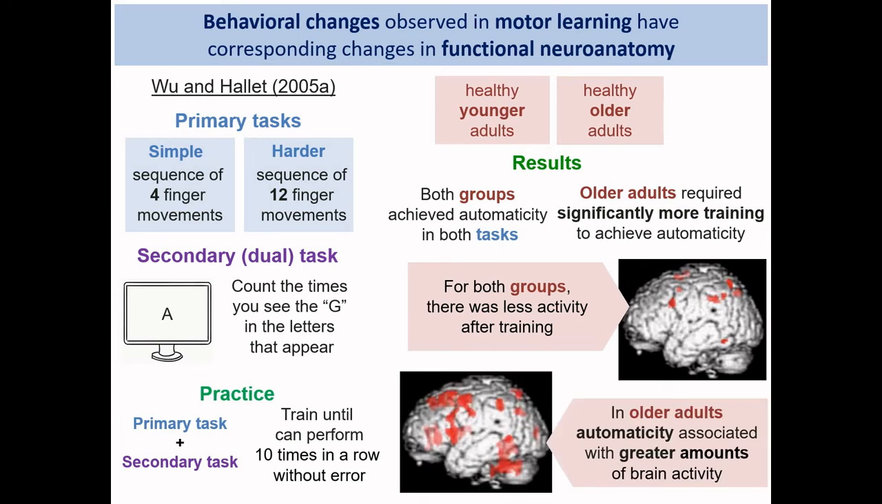In the image here, the areas in red show some of the regions that were found to be more activated in older subjects compared to younger subjects during automatic task execution. These results led the researchers to conclude that for older adults, obtaining the level of automaticity was associated with a greater amount of brain activity. The sharp contrast that we're seeing between younger and older adults here appears to be the main reason why older adults have more difficulty in achieving automaticity.